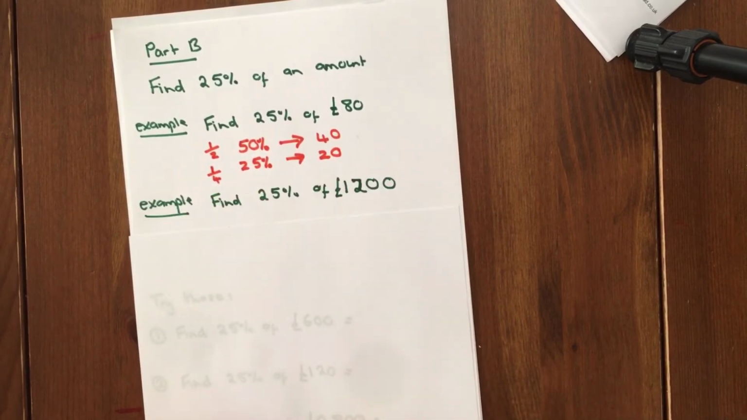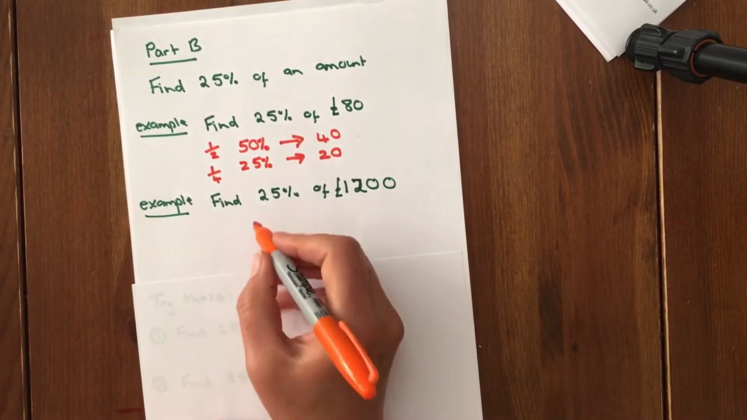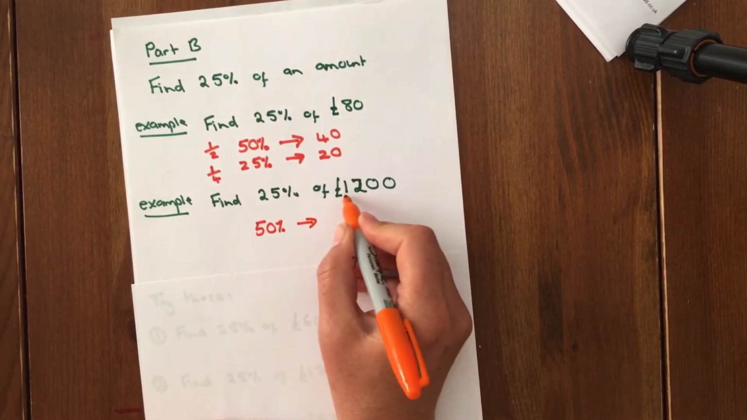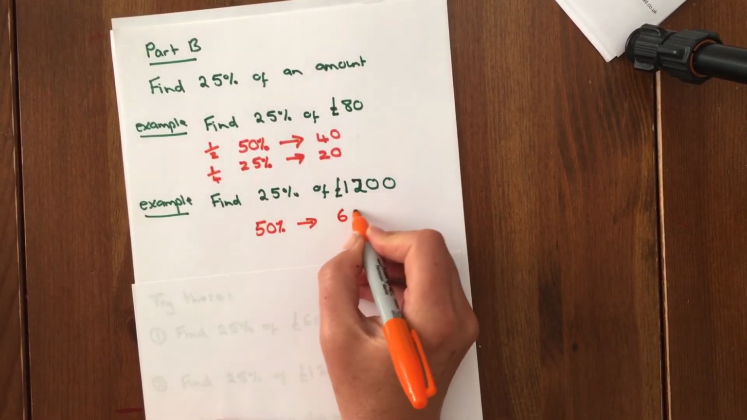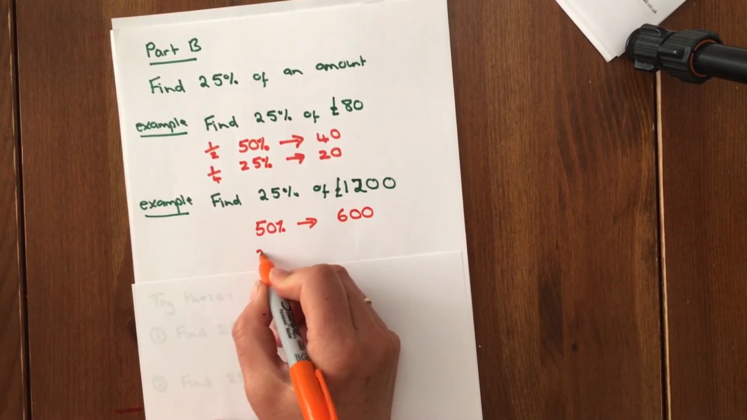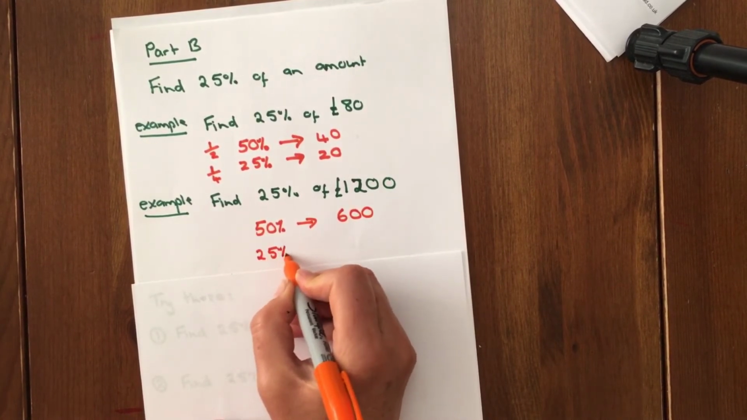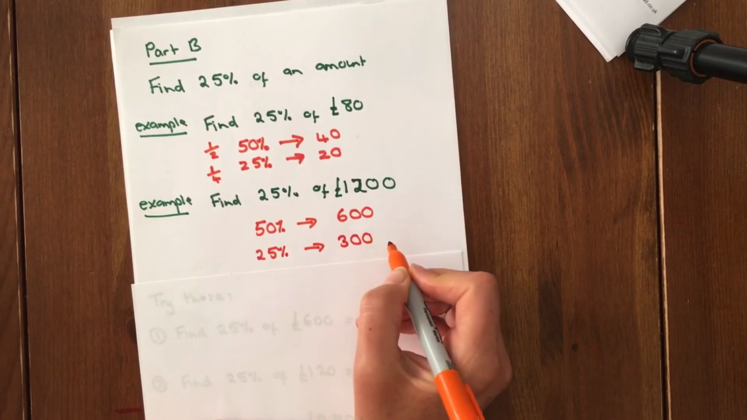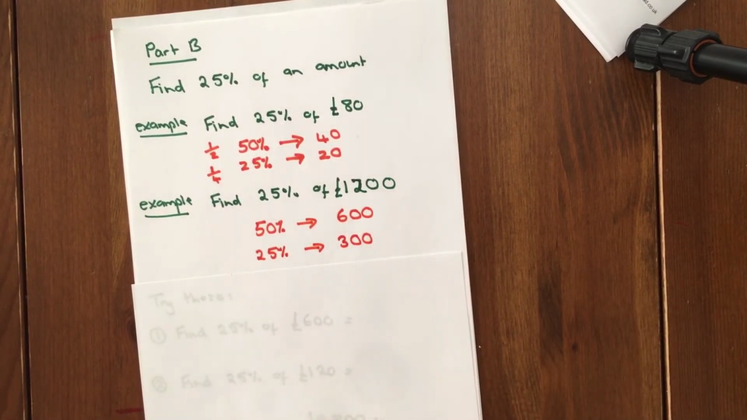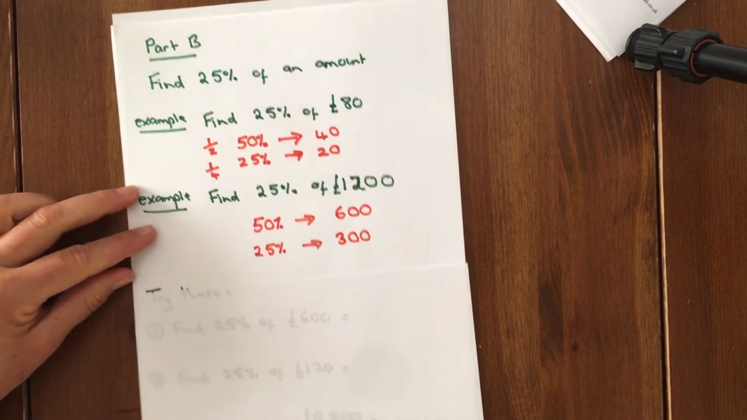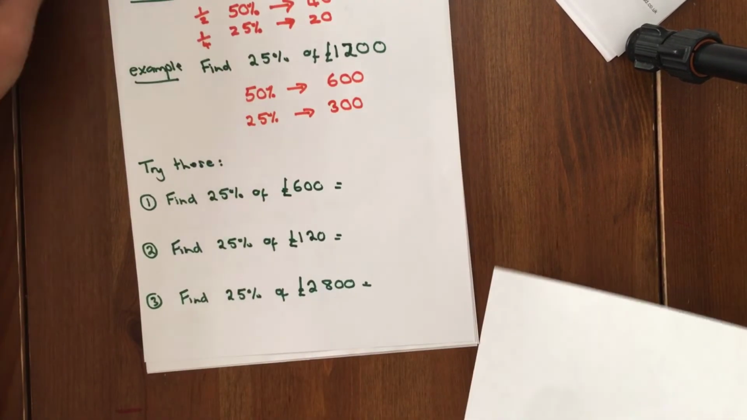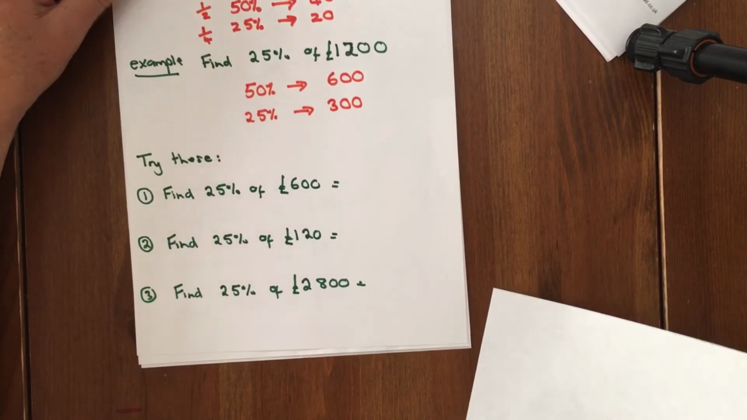Okay, so another example. I'm going to find 50% first. So 50% of 1,200, just half it, and then to find 25%, I half again. Okay, so I hope you got those key examples in your books. There's 3 to try now on your own. Pause the video, have a go at those 3 questions.